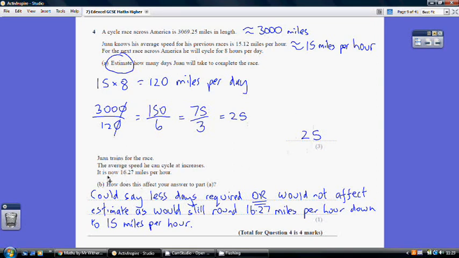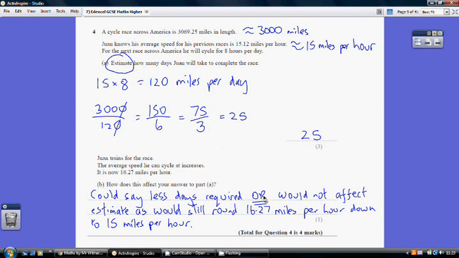Now for part B, we're now told the average speed is actually increasing to 16.27 miles per hour. Now they allowed two completely different answers here. You could either have said, well, it's going to take less days because obviously you're travelling that bit faster, so that would have been absolutely fine. You could just say less days required.